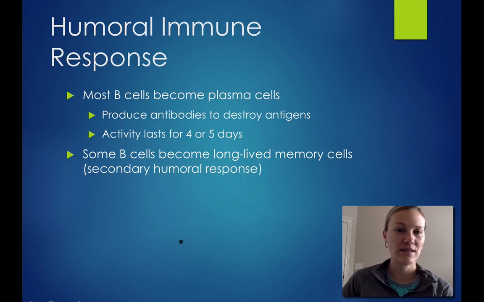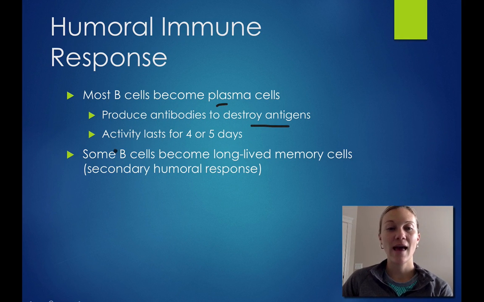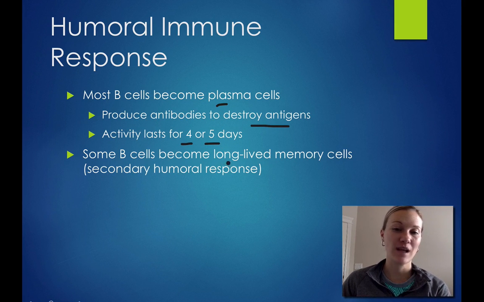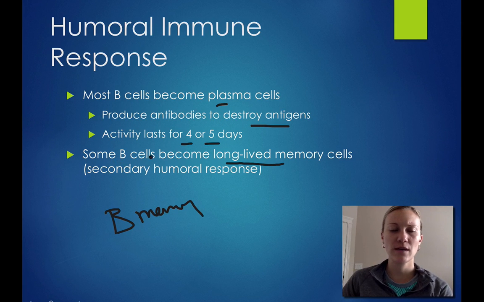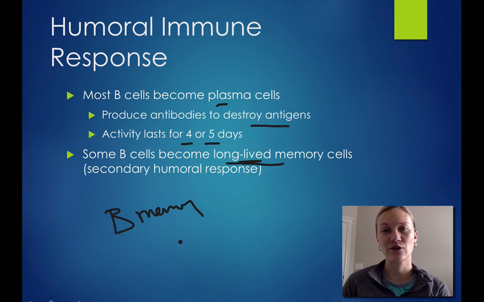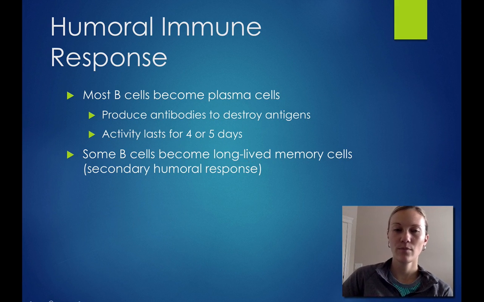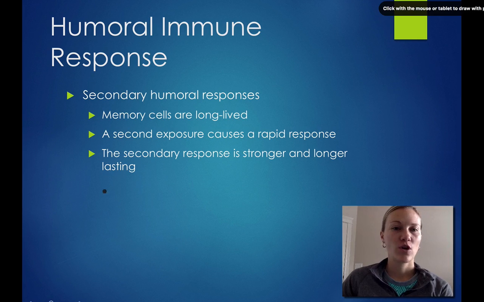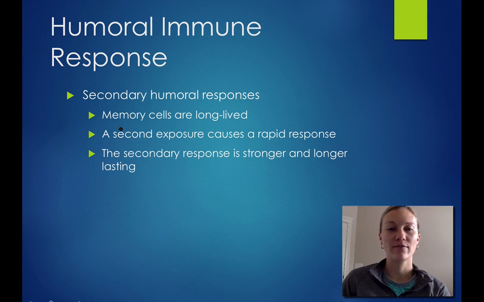All right, so most B cells become plasma cells. They produce antibodies that destroy antigen, and their activity lasts between 4 and 5 days. And then some B cells are going to become long-lived memory cells. Remember last video we talked about how some B cells have memory? So some of them are just going to be used in the antibody response, and then some of them are going to be converted into these long-lived memory cells. We call that the secondary humoral response. So the secondary humoral response, you have memory cells.